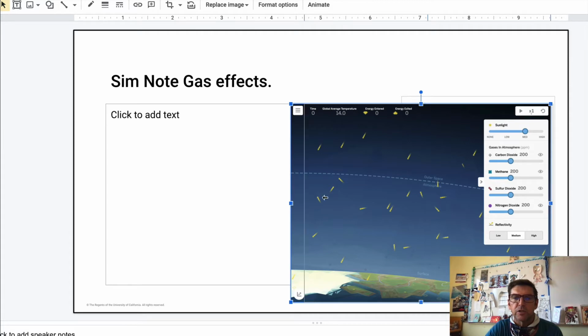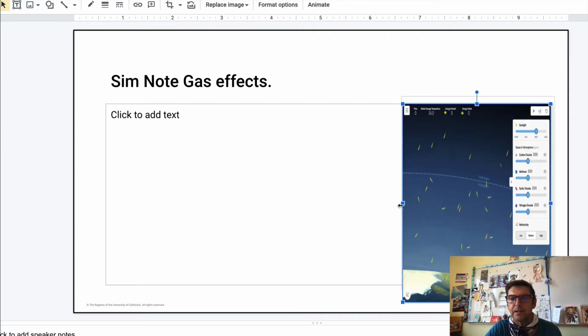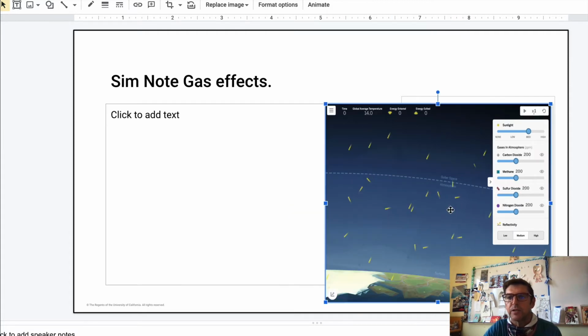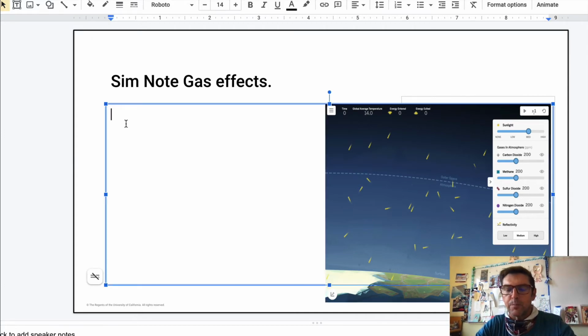Now notice, I'm going to show you something. I'm going to shrink that. I want to make it just big enough so I can read it. So we have carbon dioxide, methane, sulfur, and nitrogen. As I change these, we're just going to write simple notes. So for example, I'm going to write carbon dioxide. Now you don't have to do this quite yet, but I'm just showing you what we're going to do when I give you this next little break. Then we're going to see what happens when we play with the sim.